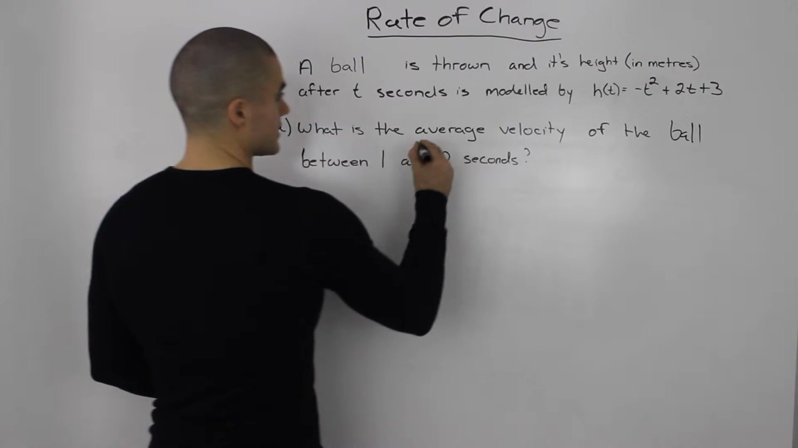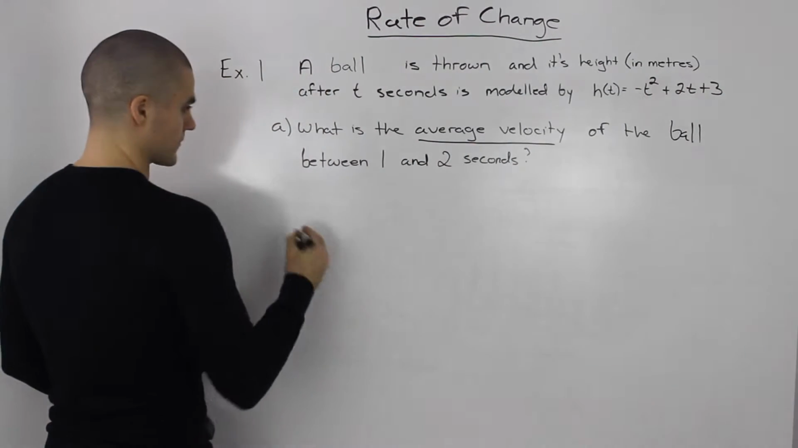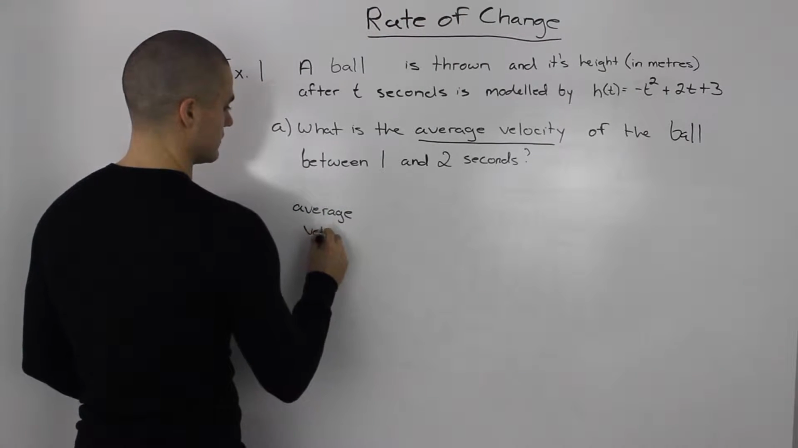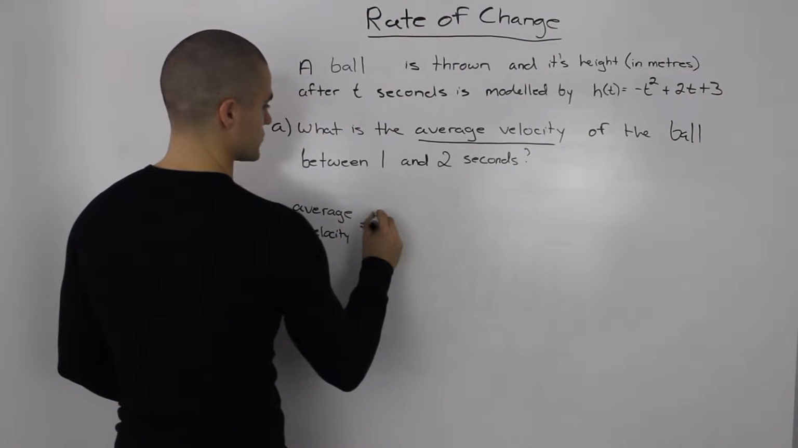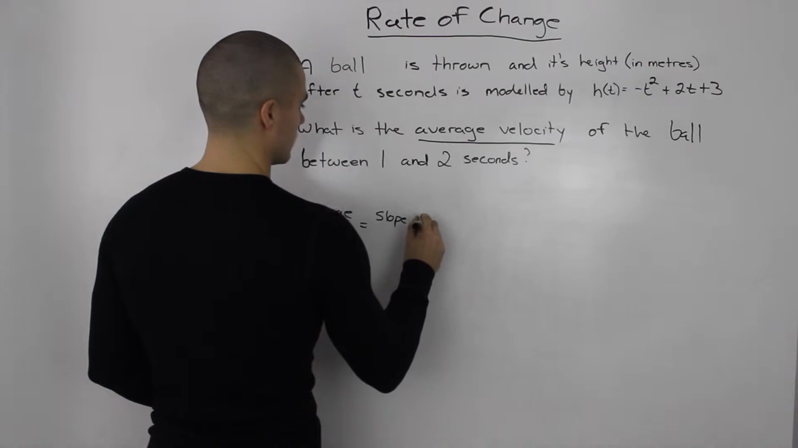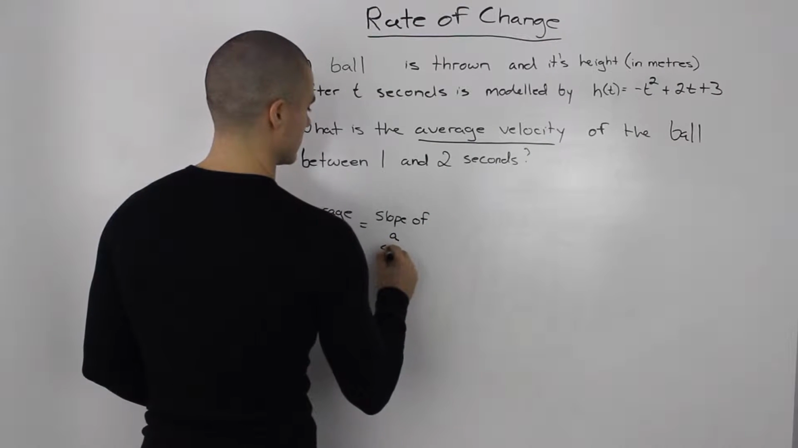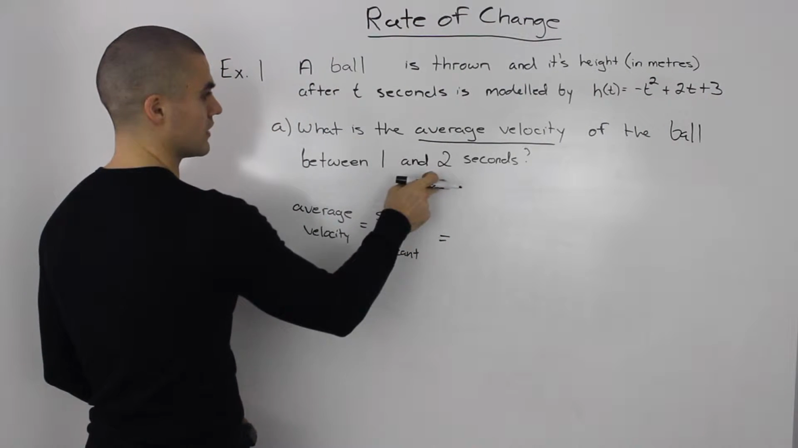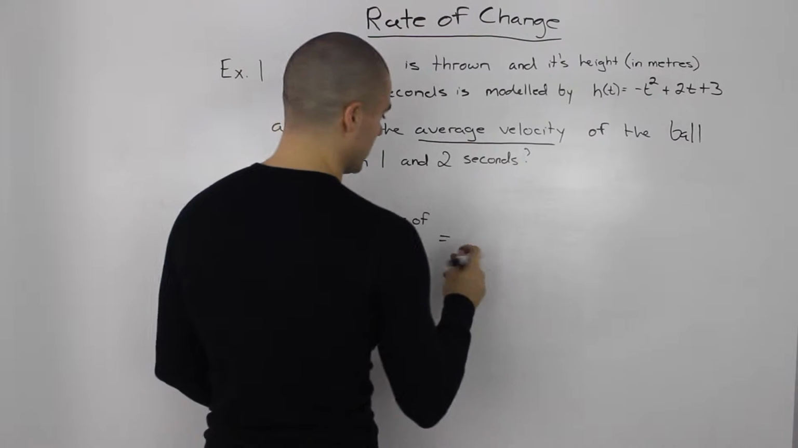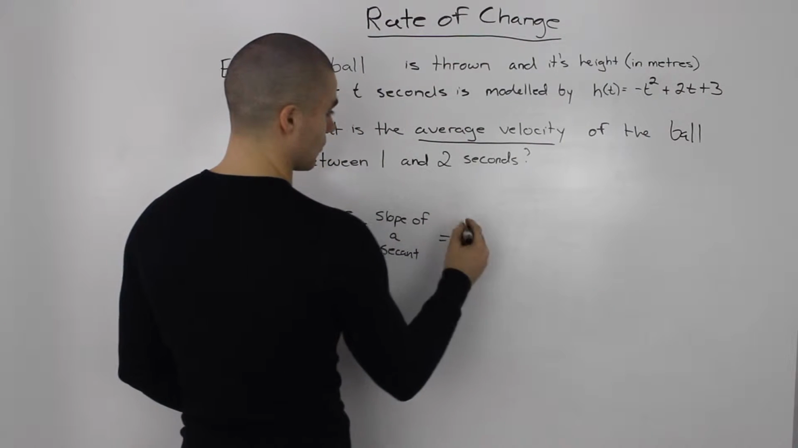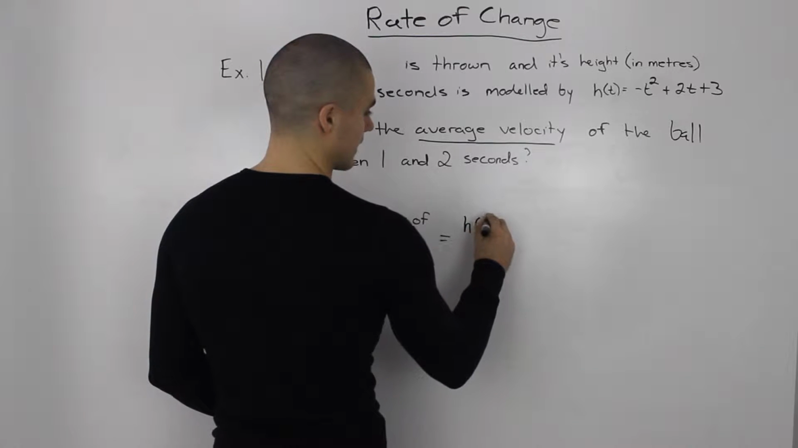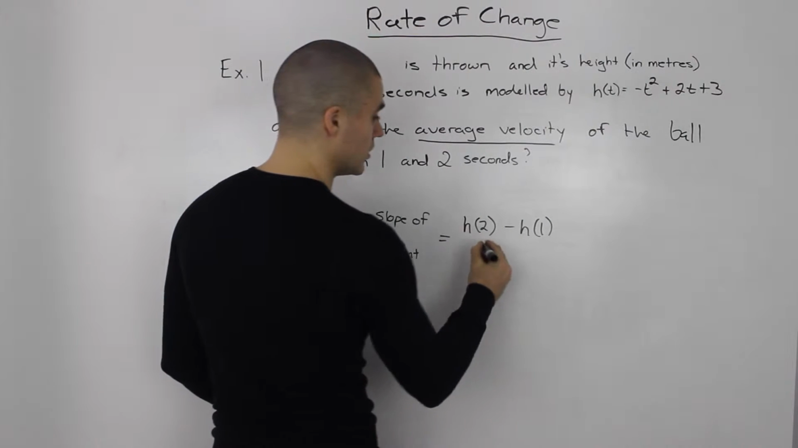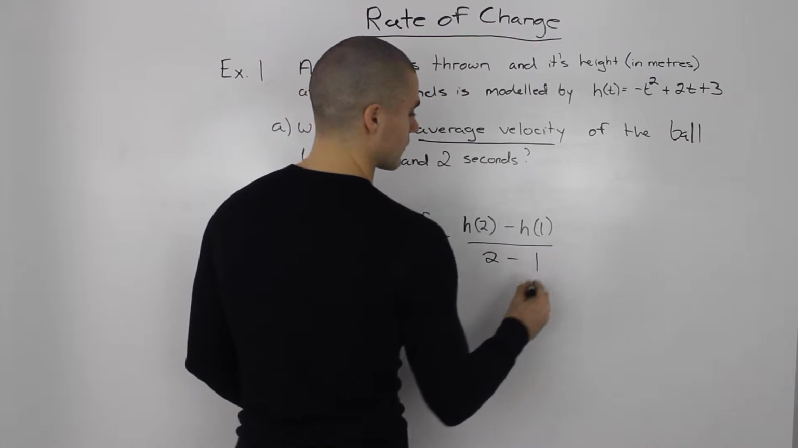So the first thing to note is that they're asking for the average velocity, right? And we know that the average velocity is equal to the slope of a secant between 2 points, and we're given the independent variables for the 2 points. So it's going to be basically rise over run. So we have to find the height at time 2 minus the height at time 1, that's like your y2 minus y1, over x2 minus x1.